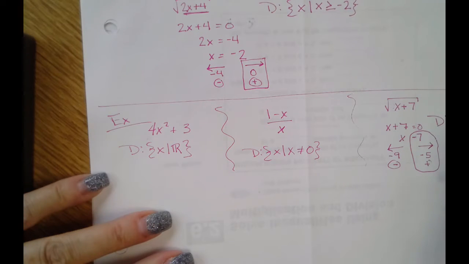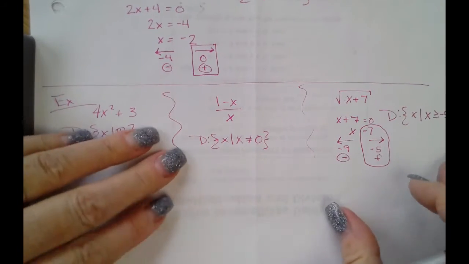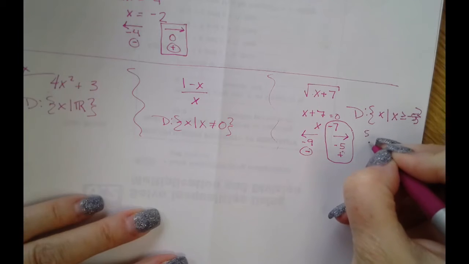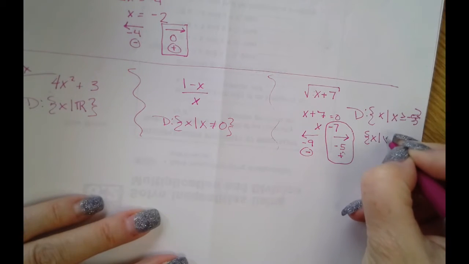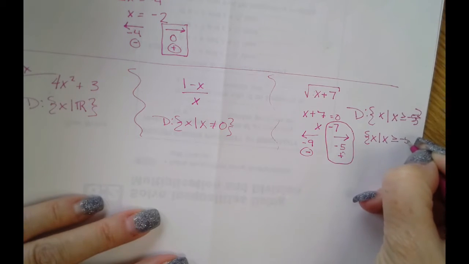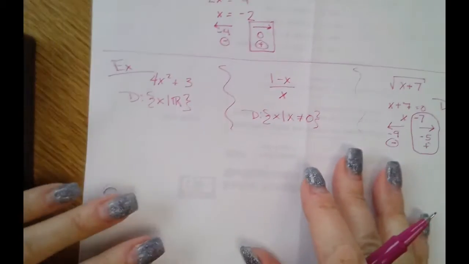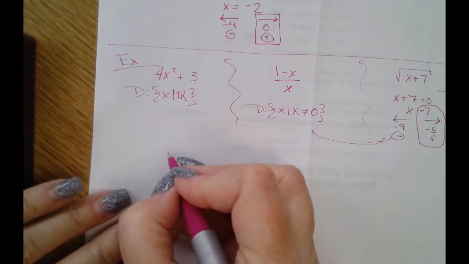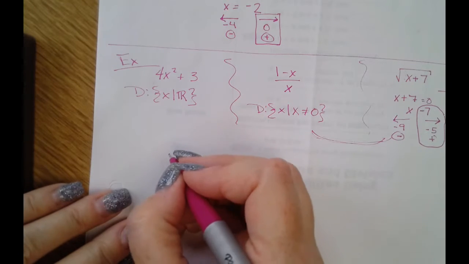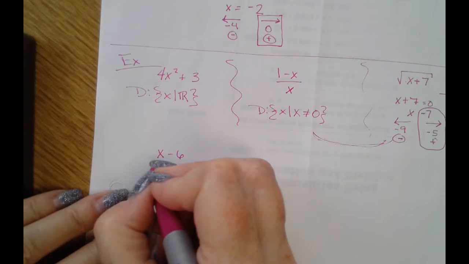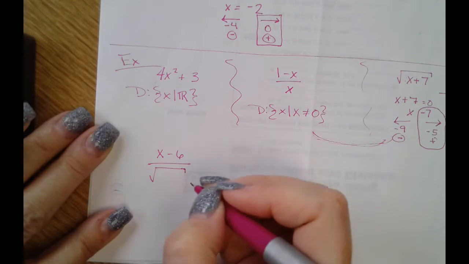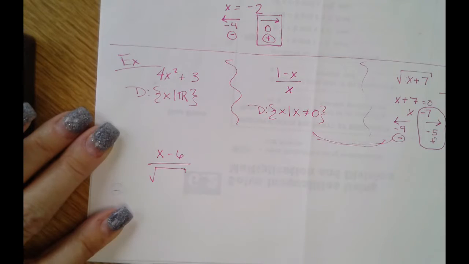Okay, but what if I combine these two together? What if I combine them? So I have, let's see, x minus 6 over the square root of 2 minus x. So here's another example. Just made it up. I don't care what the numerator is again, but the denominator can't be 0, and it can't be a negative in the square root. So I have two conditions there.